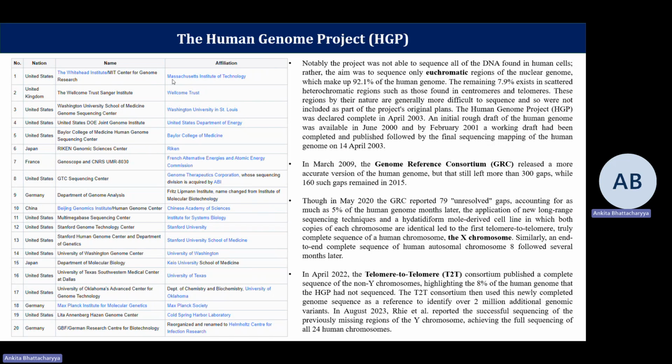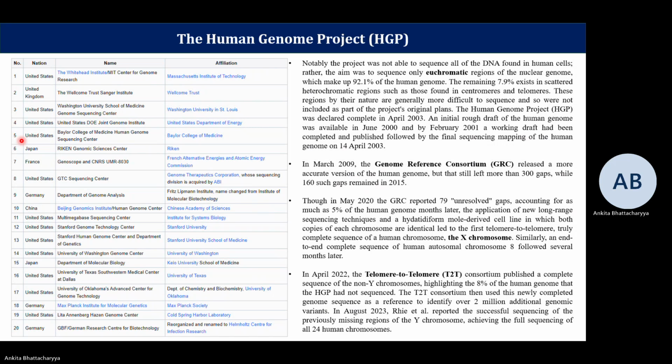Then in May 2020, the GRC reported 79 unresolved gaps, accounting for as much as 5% of the human genome. Months later, in April 2022, the Telomere to Telomere Consortium, the T2T Consortium, published a complete set of the non-Y chromosomes. And in August 2023, Rhie et al. reported successful complete sequencing of the remaining portion of the Y chromosome, finally achieving full sequencing of all 24 human chromosomes.